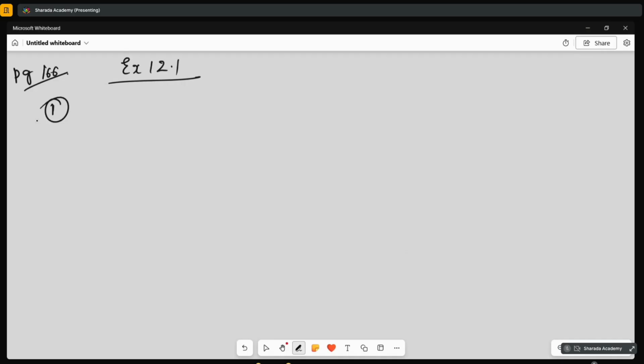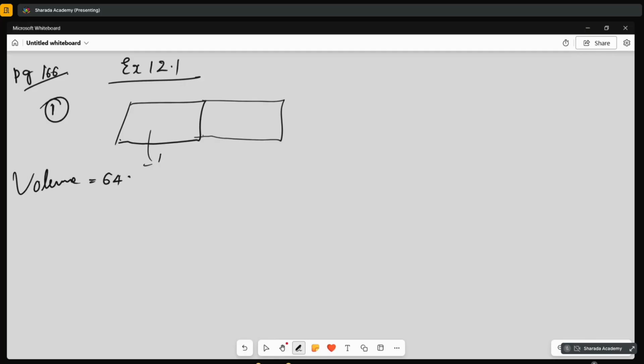First question. Two cubes each of volume 64 centimeter cube are joined end to end. Find the surface area of the resulting cuboid. So two cubes are joined together. The volume of each cube is given as 64 centimeter cube. Find the surface area of the resulting cuboid.